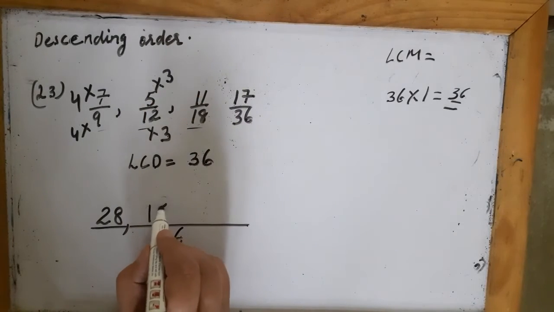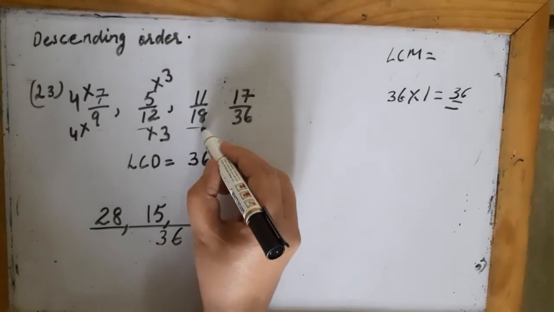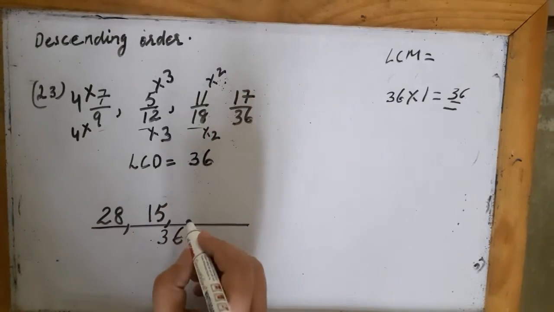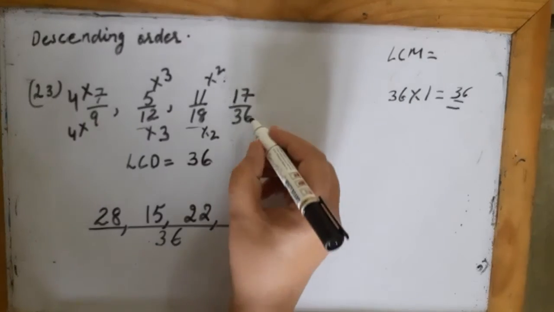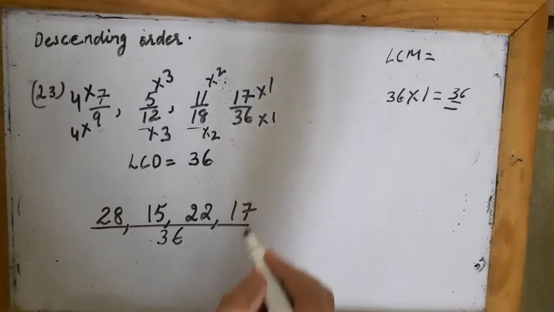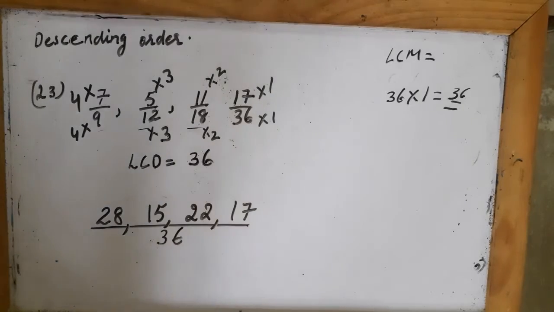5 threes are 15. Now 18 twos is 36, so it means 11 multiplied with 2 will be 22. Now 36 ones are 36, so 17 ones are 17. Now these are the new numerators, and all of them have the denominator 36.